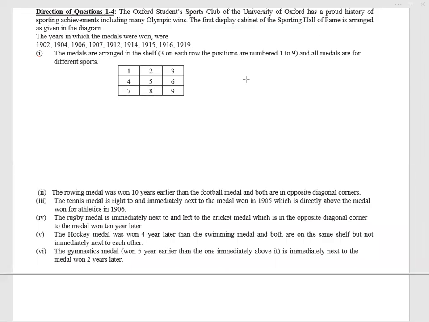A really complicated set on arranging 9 Olympic medals. You can see Oxford Students Sports Club of the University of Oxford has a proud history of sporting achievements, including many Olympic wins. The first display cabinet of the Sporting Hall of Fame is arranged as given in the diagram. The years in which medals were won, 9 different years, 9 different medals, are kept in a grid like this. So let me draw a similar diagram.